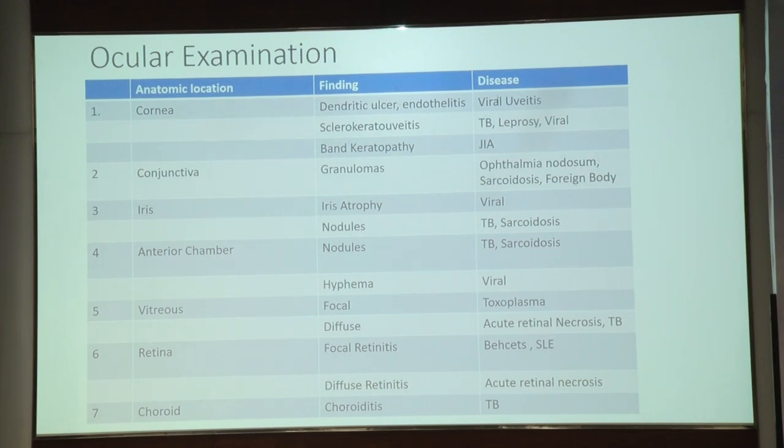Whether there are any granulomas on the conjunctiva, which will be more common in cases of sarcoid or ophthalmia nodosum. Similarly, we have to look for any iris atrophy, which points towards a diagnosis of a viral uveitis. We have to pay attention to the anterior chamber details, look for any nodules on the iris surface or in the anterior chamber. Similarly, whether the vitritis is focal or diffuse can also provide clues towards the diagnosis. Similarly, retinal involvement, whether that is focal, which is seen in SLE or Behçet's, or whether the retinitis is diffuse, which is seen in acute retinal necrosis.